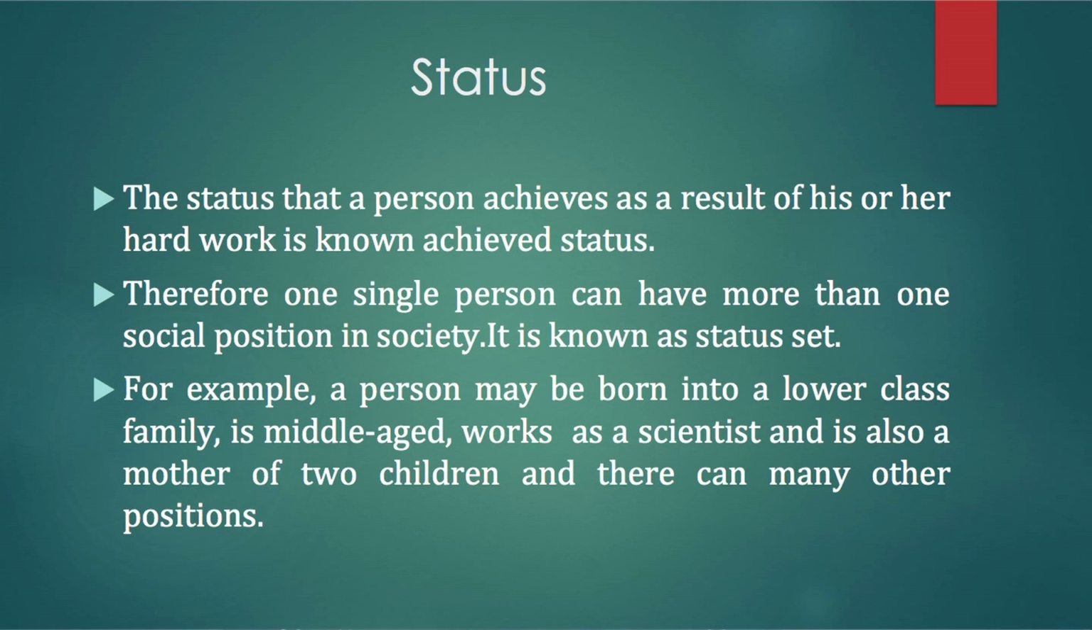Therefore, one single person may have different social positions at a particular point of time, which is known as status set. For example, a person may be born into a lower class family, may be a middle-aged person, may be working as a scientist, and also may be mother of two children. And there can be many other positions.